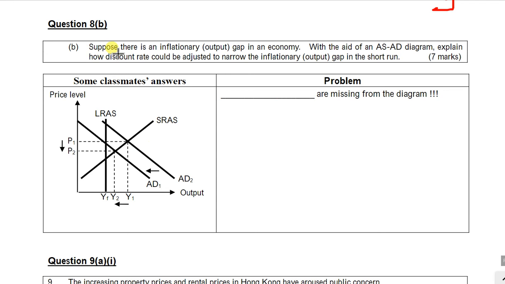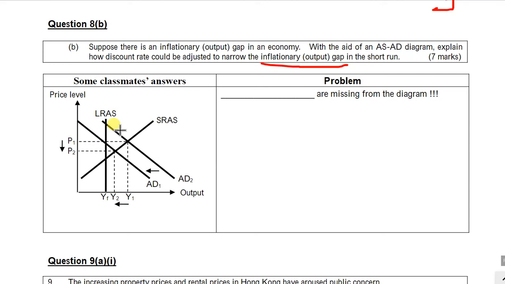Question 8, boy, you need to draw the AS-AD diagram, and most of you could correctly draw this diagram. However, something is missing from this diagram. What is missing from this diagram? The question is actually about the inflationary gap, right?